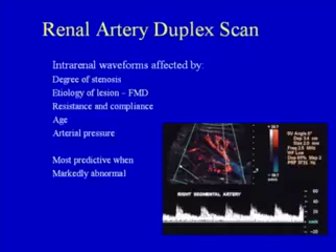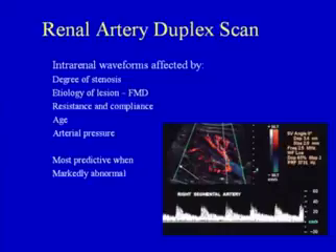Intrarenal waveforms can be affected by the degree of stenosis, the etiology of the lesion. As noted earlier, fibromuscular dysplasia generally does not affect the waveforms out in the parenchyma and appear to be essentially normal. The resistance and compliance, the age of the patient, arterial pressure. However, they are most predictive when markedly abnormal.